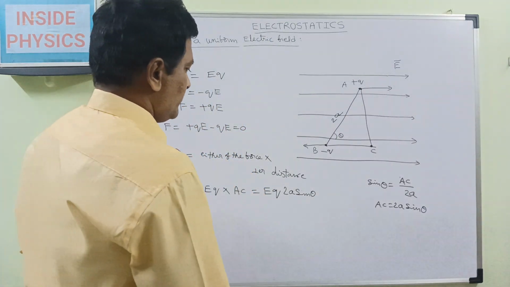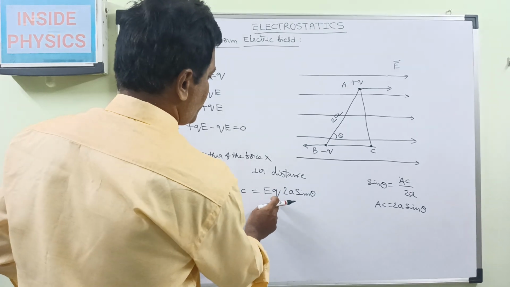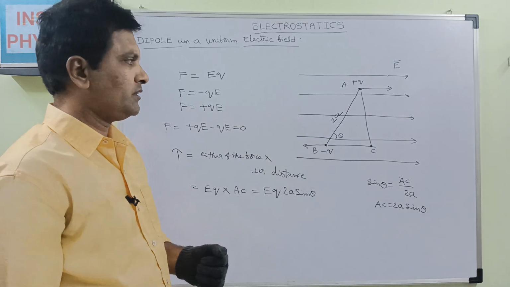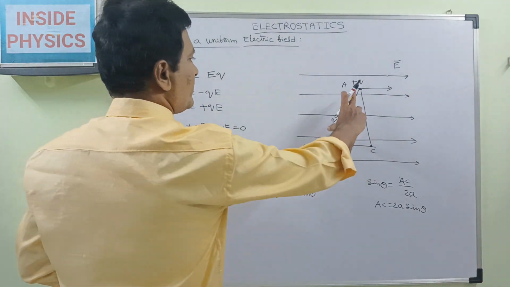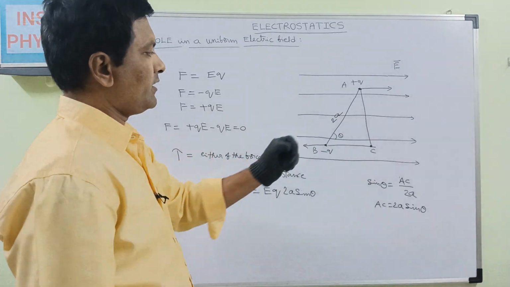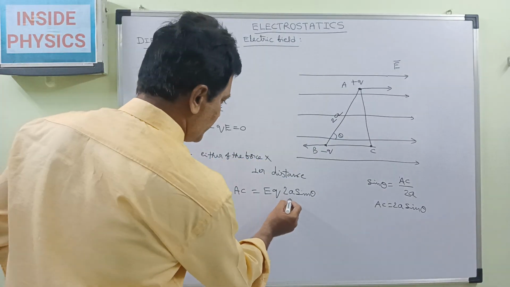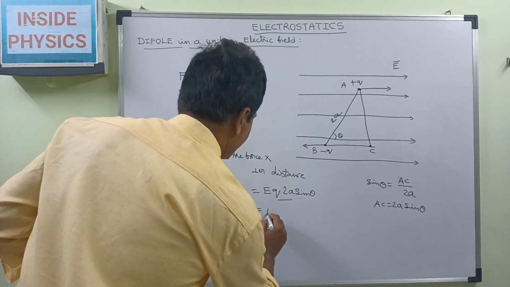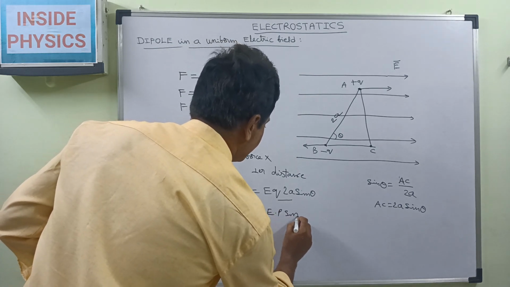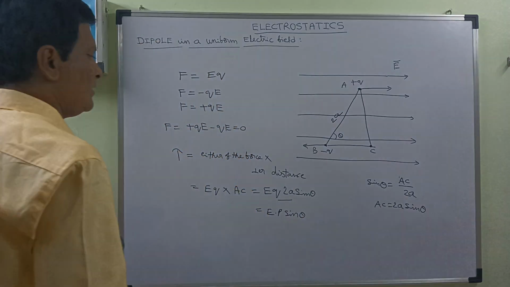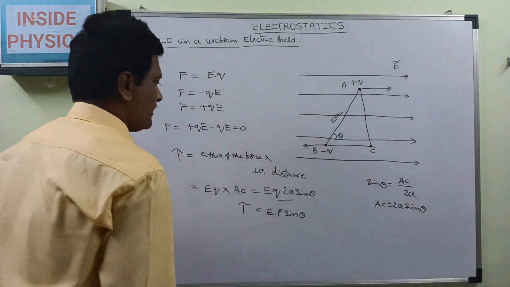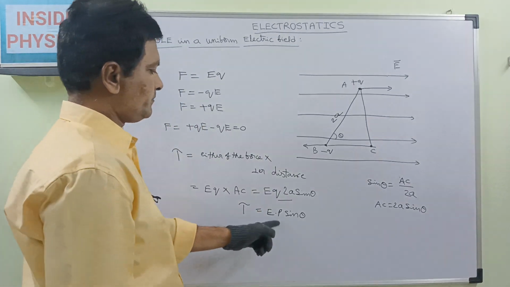Here we have 2a into Q. We know that the dipole moment of a dipole is the distance between the charges multiplied by any one of the charges. So this term can be written as the dipole moment P, into sine theta. The couple, or torque, acting on the dipole is therefore EP sine theta.